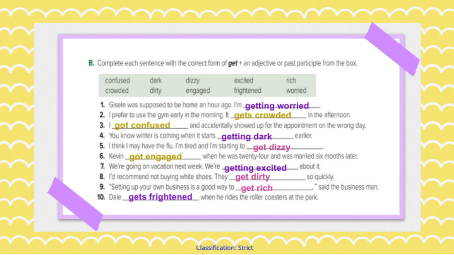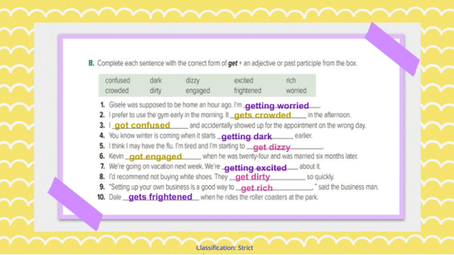As the day progresses, getting dark illustrates how the environment changes as evening approaches. Sometimes we become confused, which is captured by got confused, indicating a past state of uncertainty. The phrase gets crowded highlights how places or events can become busier as more people arrive. Lastly, getting worried shows the process of beginning to feel anxious or concerned about something.